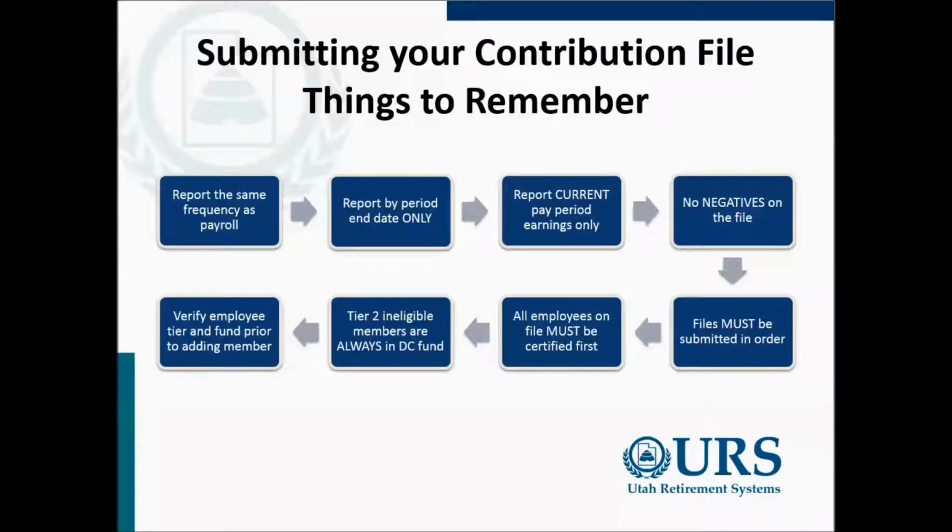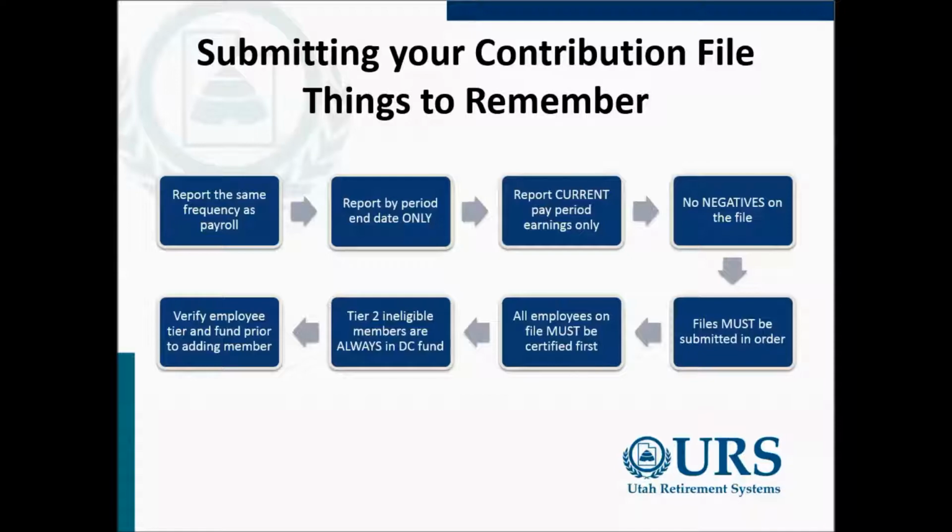The next thing, no negatives on the file at all. If you are reporting a contribution file and you're telling us that a member made negative $500, then we are assuming that you are doing some type of an adjustment on that current file coming into our office. And again, we don't make adjustments in the current file. Those go through the adjustment process.